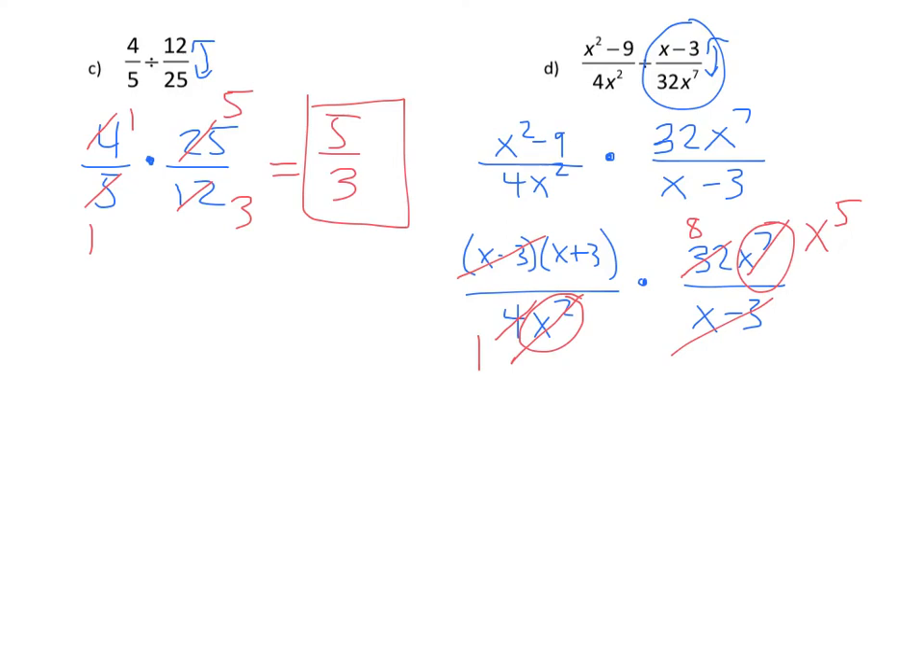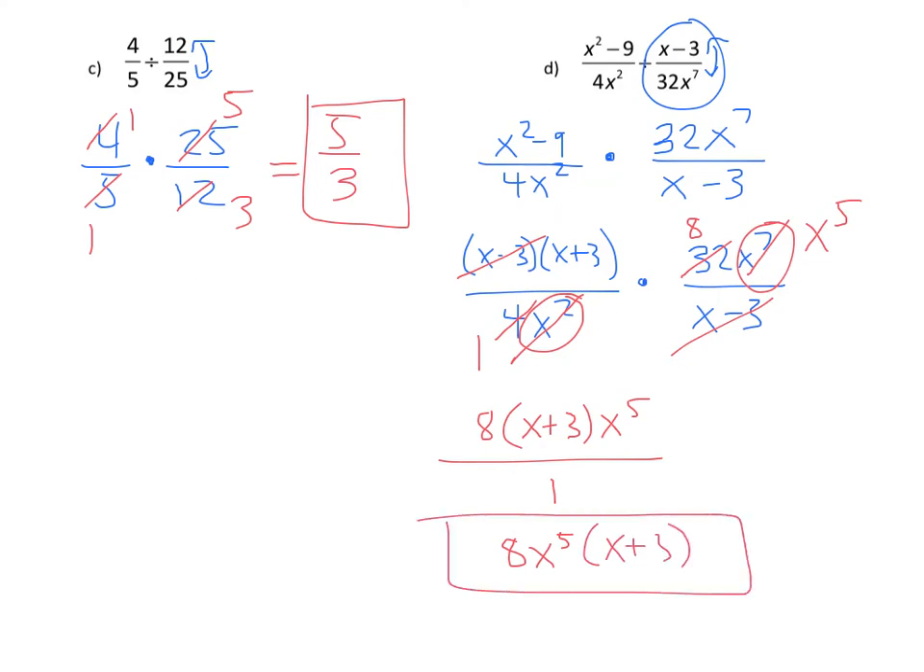So on the top, I have an x plus 3, an 8, which I'm going to bring out to the front, and an x to the 5th. On the bottom, nothing was left, so that's like a 1. But I don't need to write over 1, so I can just say 8. I'm going to say x to the 5th next, and then x plus 3. And that would be a fully simplified expression.